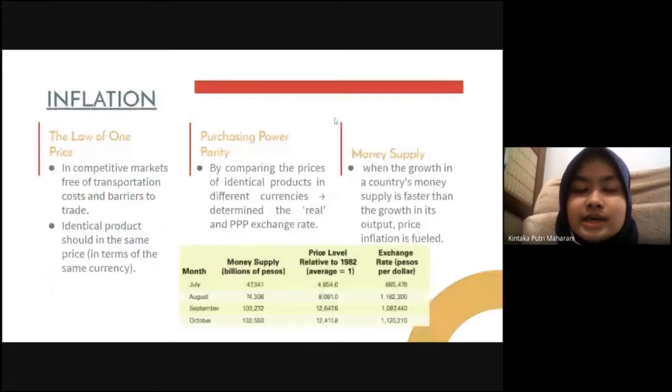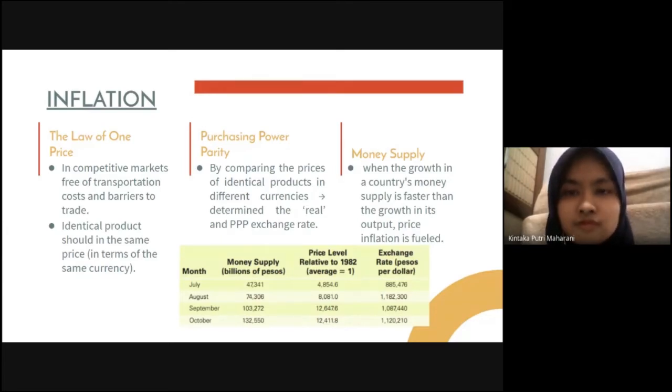First, for inflation, there is the law of one price, which states that in competitive markets, free of transportation costs and barriers to trade such as tariffs, which are assumed to be zero, identical products sold in different countries must sell for the same price when their prices are expressed in terms of the same currency.